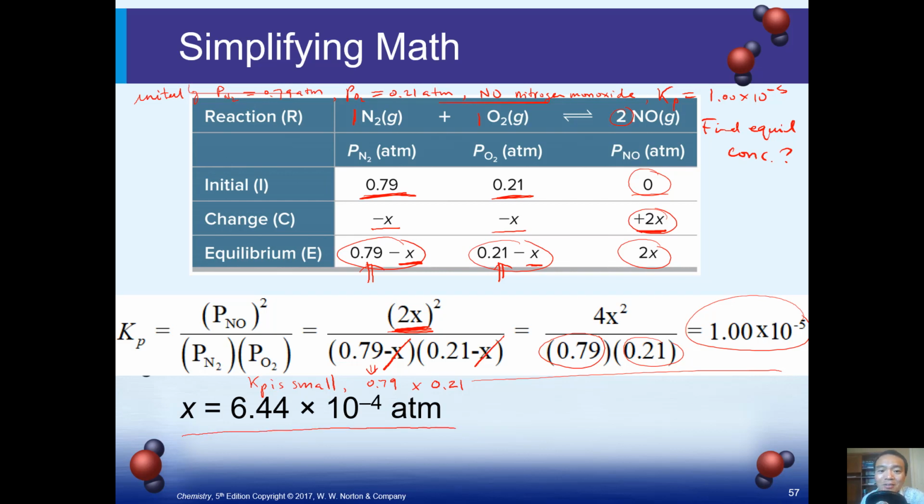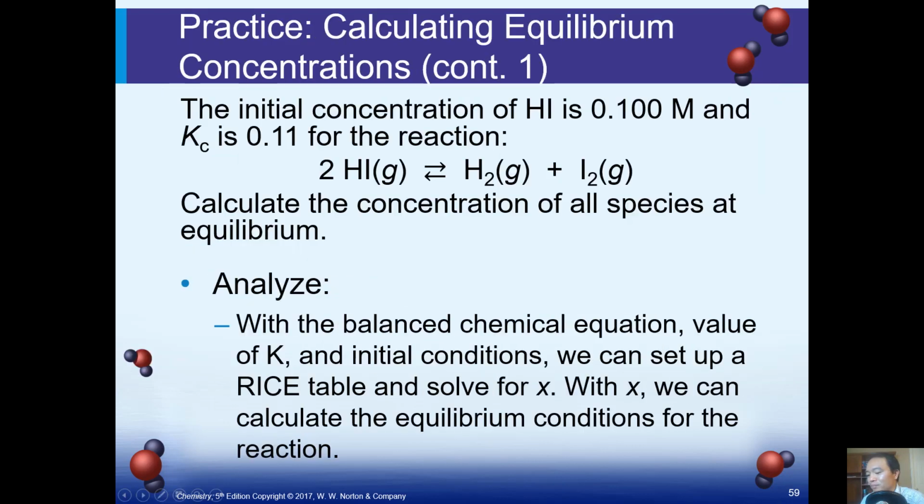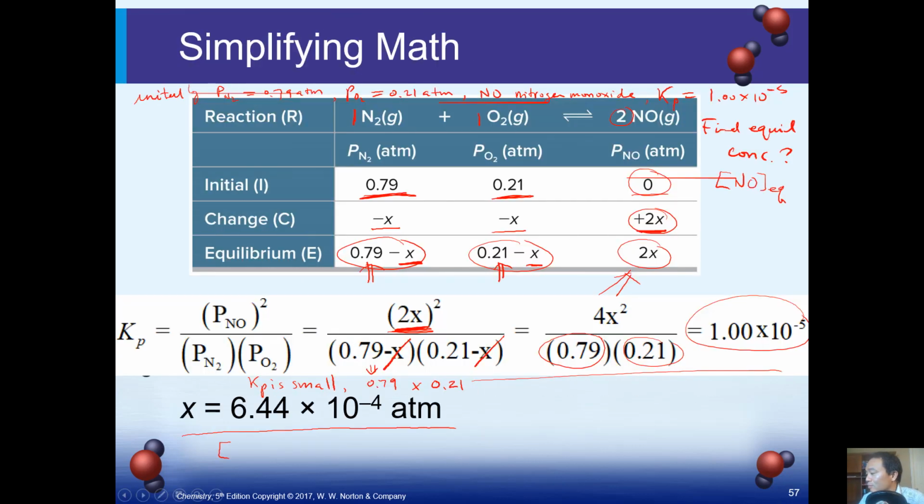Then you can calculate, for example, if I want to ask you, let's find the equilibrium concentration for NO, okay? So what is that? Hey, you don't stop over here. The NO equilibrium concentration would be, look at that, that's my NO equilibrium concentration. So this will be NO EQ would be 2x, okay?